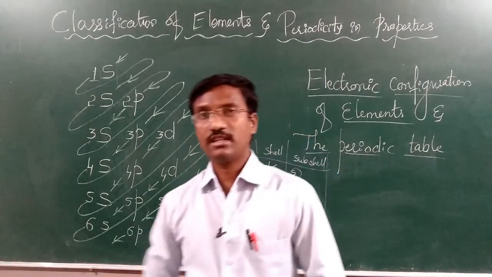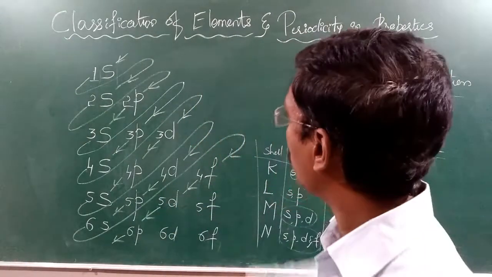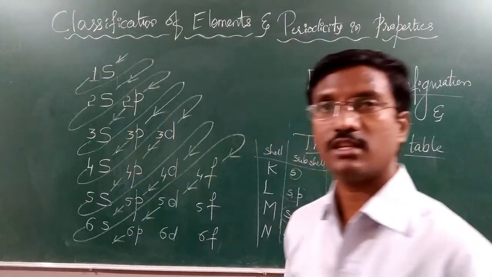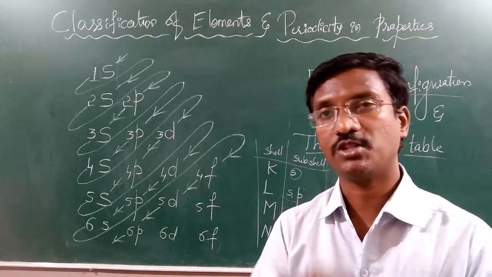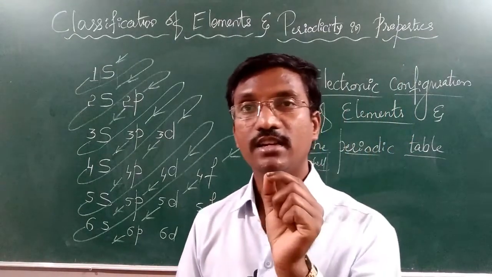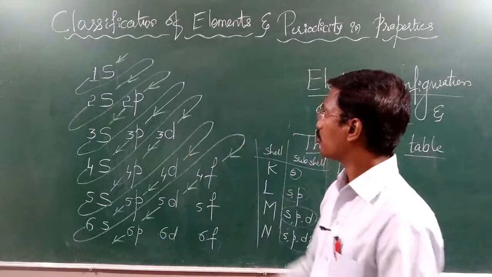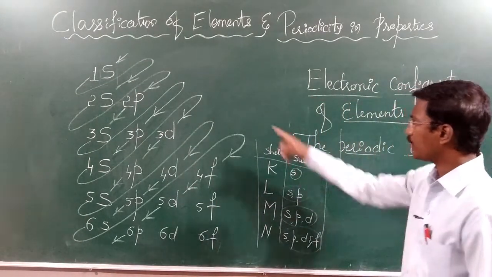Why I am telling this? You have to be capable of writing the electronic configuration on the basis of this chart. If you can't remember this, you can't write the electronic configuration. If you are not able to write the electronic configuration, you can't justify the position of the elements in the periodic table. So you must practice this chart and remember it. I hope you can understand.